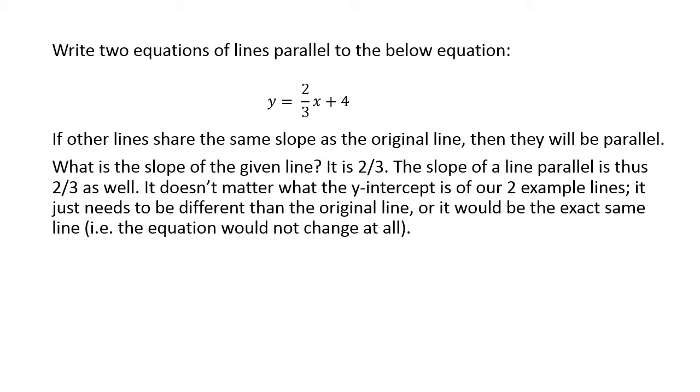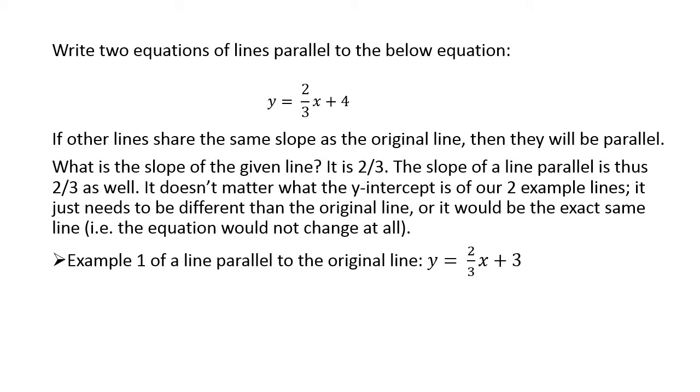It doesn't matter what the y-intercept is of our two example lines. It just needs to be different than the original line, or it would be the exact same line. That is, the equation will not change at all. So example 1 of a line parallel to the original line, y equals 2/3 x. Remember, you need to keep your slope the same, and then just pick a different y-intercept. So you're shifting it down in this case by 1. All of the y values compared to here, you basically shifted them down by 1.